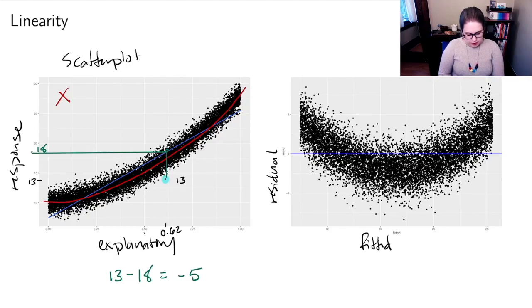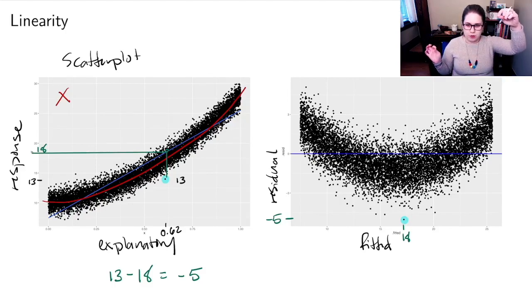And we could think about that same point on the residual versus fitted plot. It's going to be about 18 out and about -5 down. So this is looking like about the 18, and then here is the -5. So that's the same point. And so what I say to imagine is if you take your model line, like the blue line in the scatter plot, and you flatten it out, that becomes the picture that you see in the residual versus fitted plot.